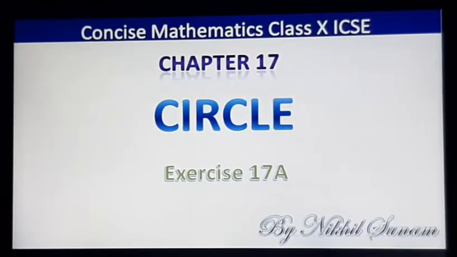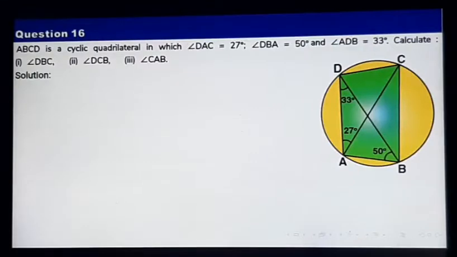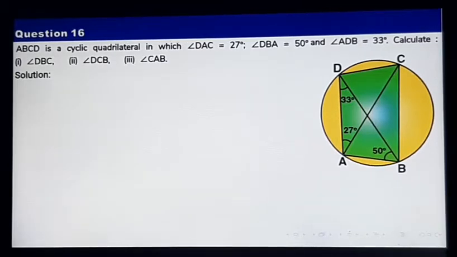So let us continue with the chapter on circles from question number 16 onwards. Okay, so the first question, that is 16, says ABCD is a cyclic quadrilateral in which DAC is 27 degree, DBA is 50 degree and ADB is 33 degree, and all of them have been already marked in your diagrams. Calculate DBC, DCB and CAB. Okay, so let's see the first one, that is DBC.